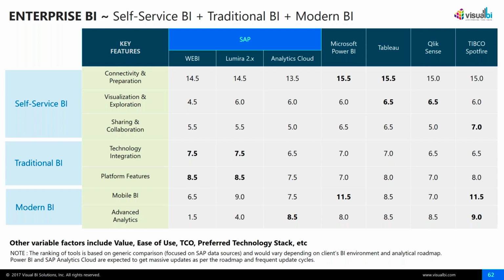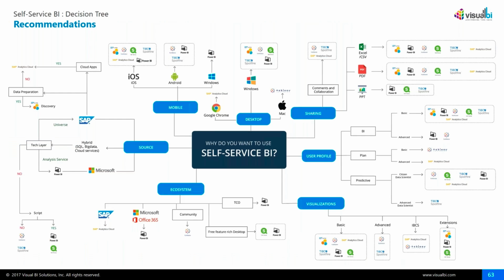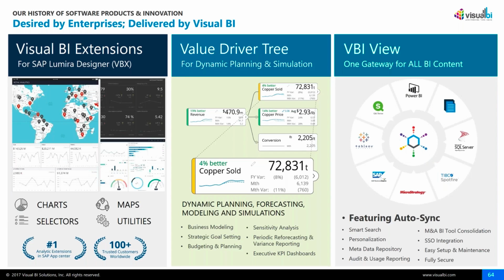So you will see an update, but this is like a state of the union as of today, to give you an idea. We also put together a little decision matrix, depending on how you take a decision: user profile, sharing, mobile, and a lot of that, to make things easier for you to decipher and strategize.